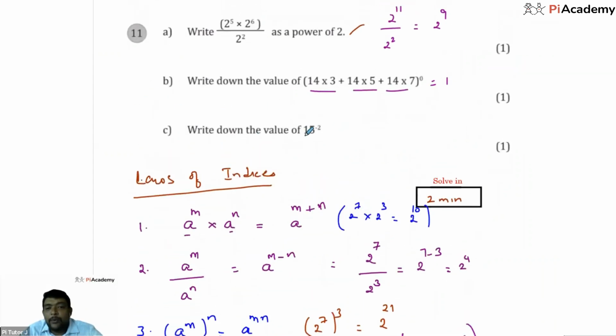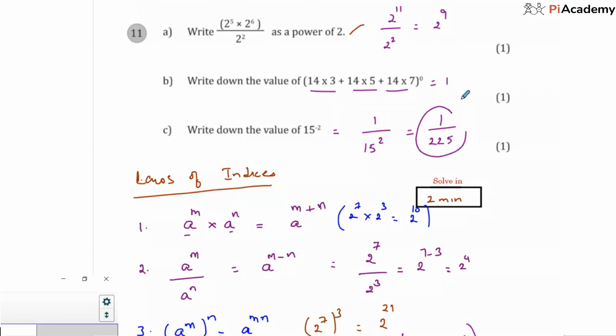Write down the value of 15 to the power of minus 2. Gia, can you give me an answer for this? I got 1/225. 1/225. Good. 1 over 15 square. Wonderful. Which is 1 over 15 times 15, which is 1/225.